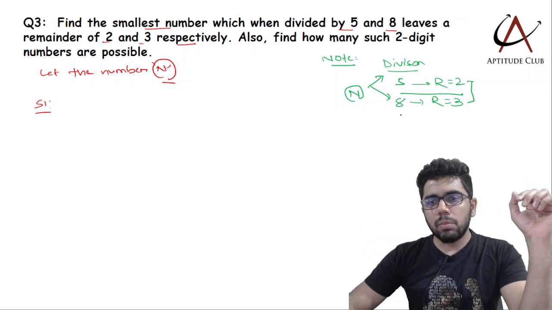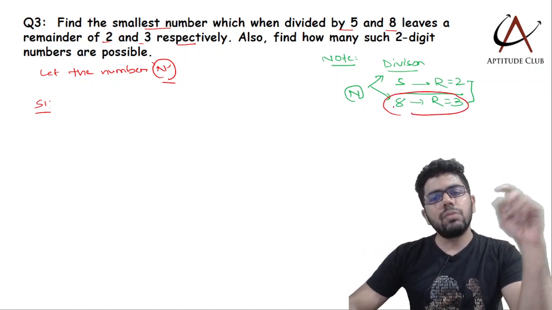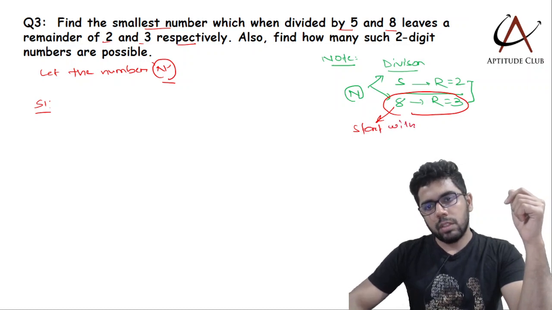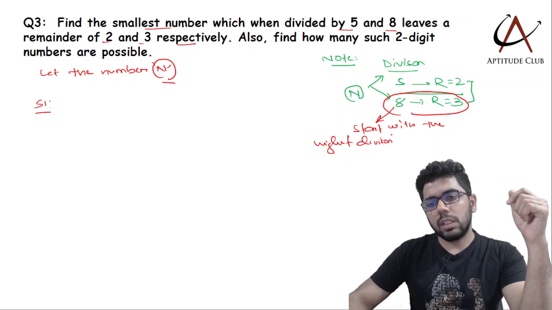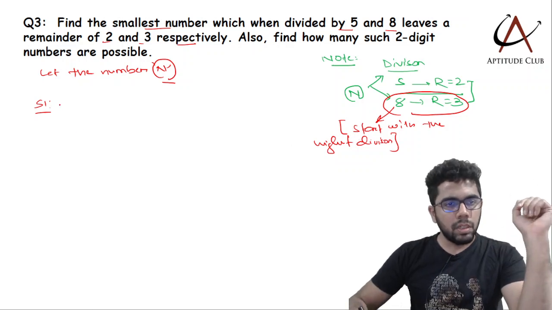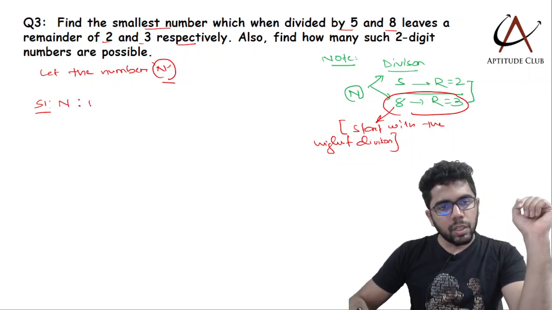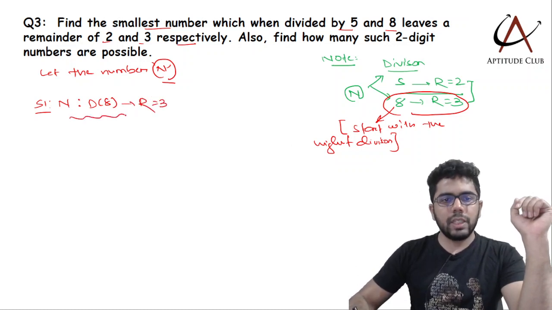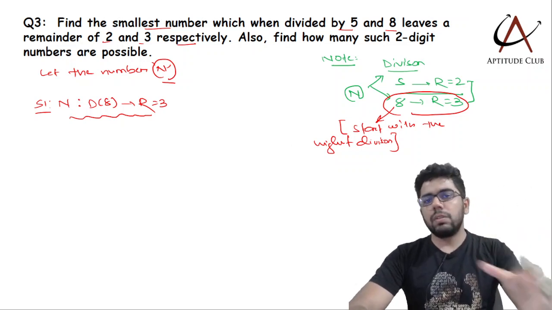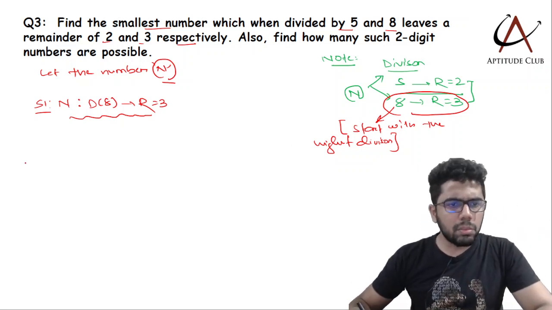What you do is you take one property at a time and start with the highest divisor. तुम 5 से भी स्टार्ट कर सकते हो, आंसर सेम ही आएगा. But if you start with the highest divisor the calculations will be minimum. That the number n when divided by 8 the remainder is 3. तो ऐसे क्या क्या नंबर्स होते हैं? What are the numbers which when divided by 8 will leave a remainder 3? तो लिखते हैं पहला नंबर तो 3 है.